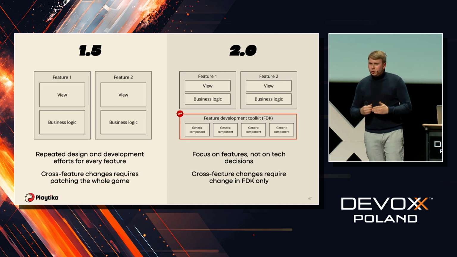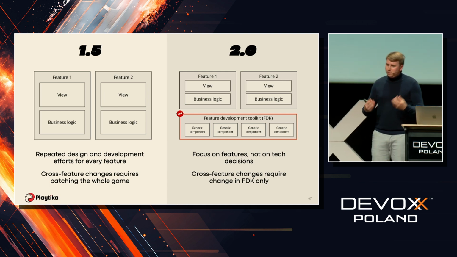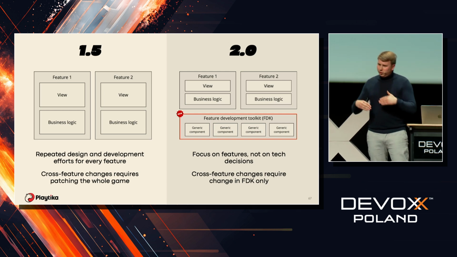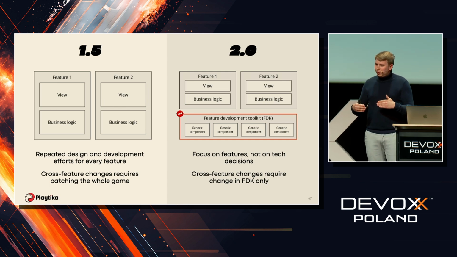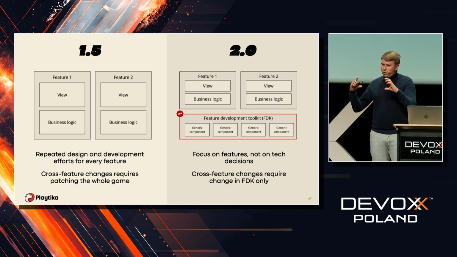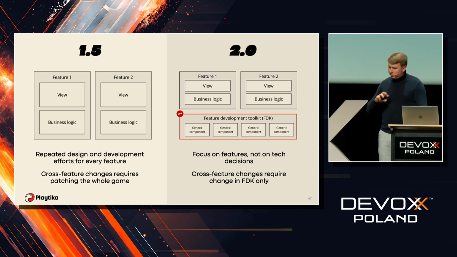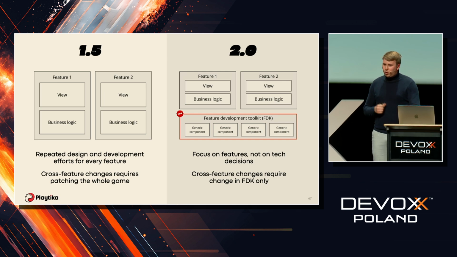We call it feature development toolkit. It's kind of a framework. So if we have some problem and we need to solve this problem again and again for every feature, we could extract it into a reusable module and keep using it. So when we build the features, we are mostly focused on business logic, how to make this feature interesting, attractive, but we're not focusing on the tech decisions. And we're not focused on the boring work, which we can extract as a generic component.